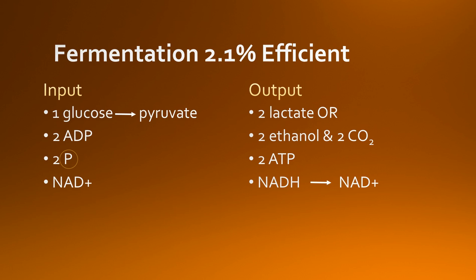We also have to put in 2 ADP and 2 phosphate groups to make only 2 ATP. NAD is converted to NADH, and then that is converted back to NAD, so it can go back into glycolysis and fermentation can continue until oxygen is restored.